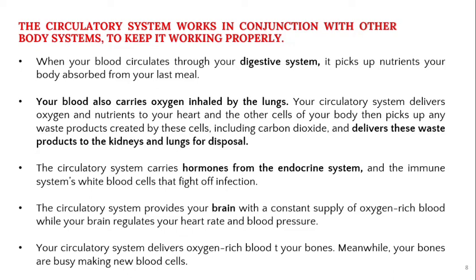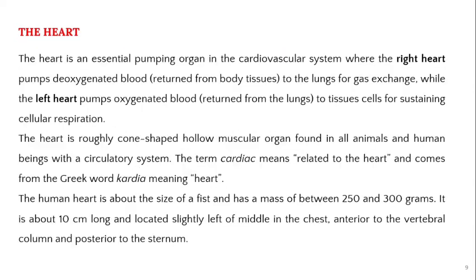The circulatory system provides your brain with a constant supply of oxygen-rich blood, while your brain regulates your heart rate and blood pressure. Your circulatory system also delivers oxygen-rich blood to your bones, meanwhile your bones are busy making new blood cells. So now let's discuss more about the heart.